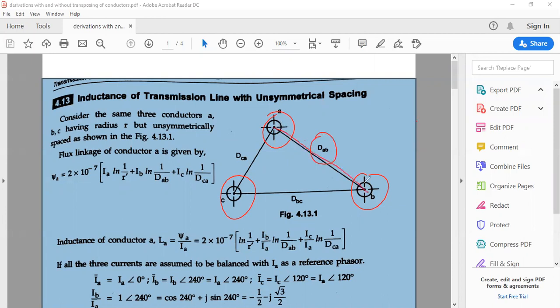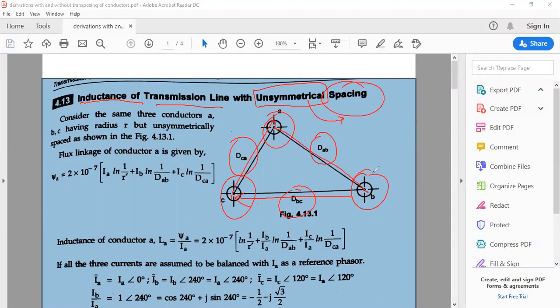As you can see, what we did in symmetrical spacing, the name itself makes it quite clear. It is unsymmetrical spacing of conductors, and you need to find out the inductance of a transmission line with unsymmetrical spacing. Considering these things, the next one is the distance between B to C, which is DBC. And C to A, I have the distance between C to A, that is DCA.